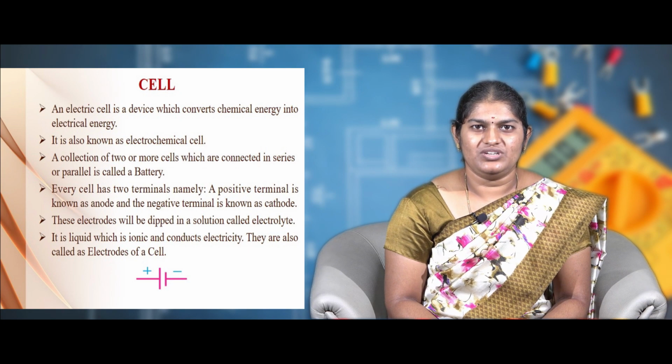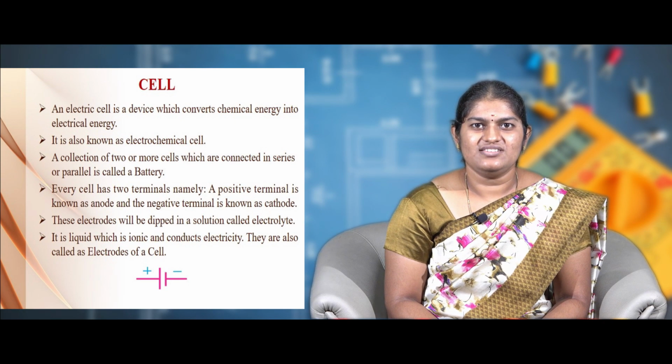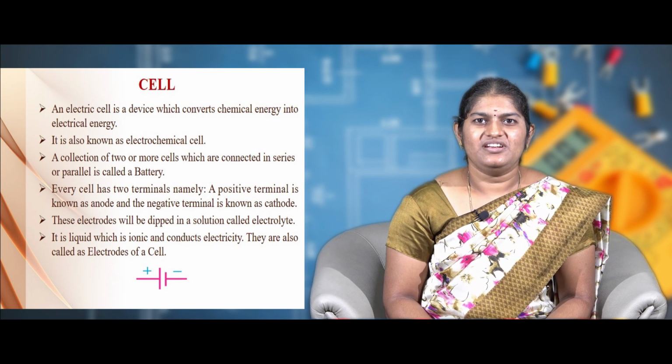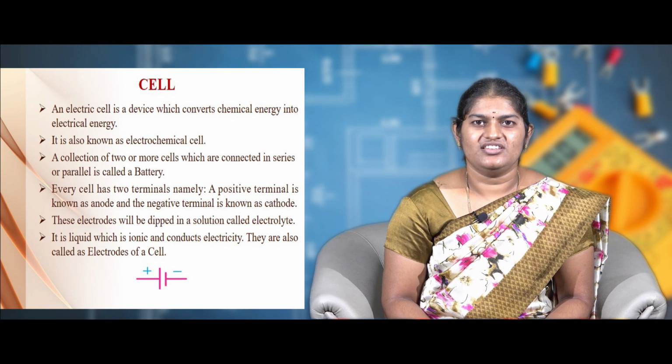Every cell has two terminals. The positive terminal of a cell is also called the anode. The negative terminal of a cell is also called the cathode. These electrodes are dipped in an ionic solution called the electrolyte. It is a liquid which is ionized and conducts electricity.